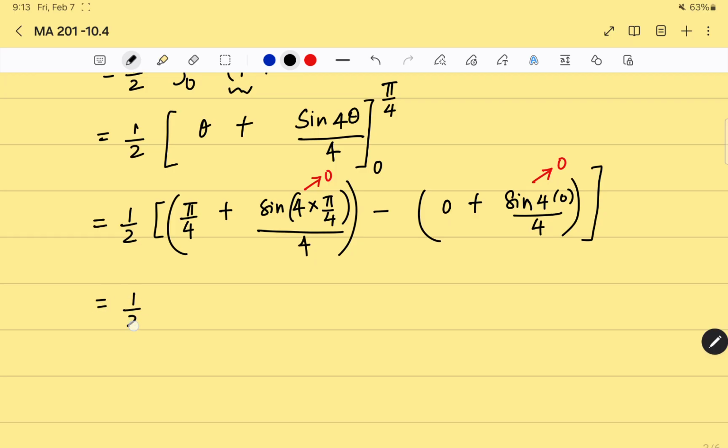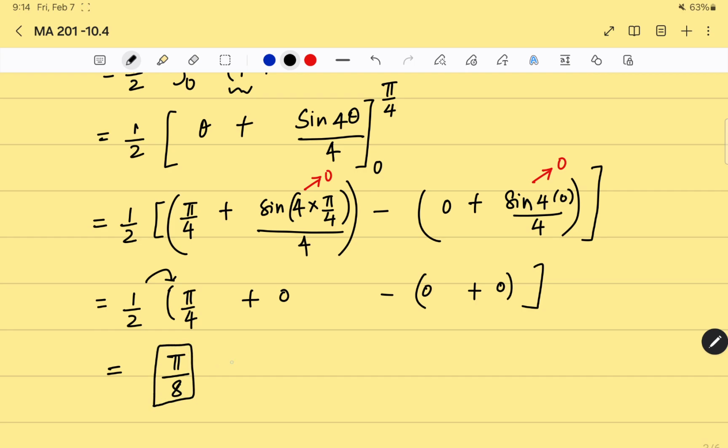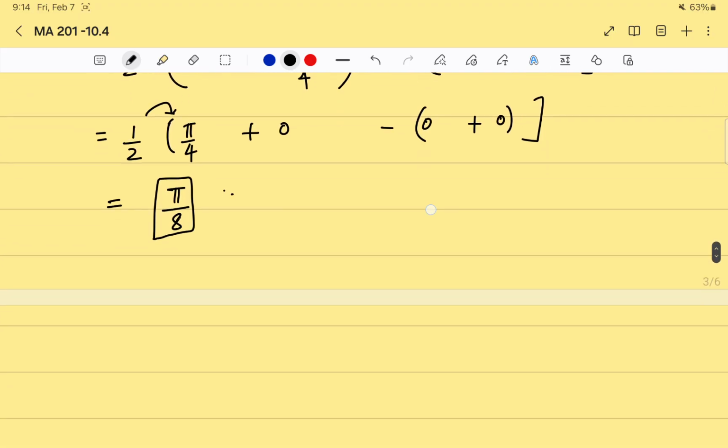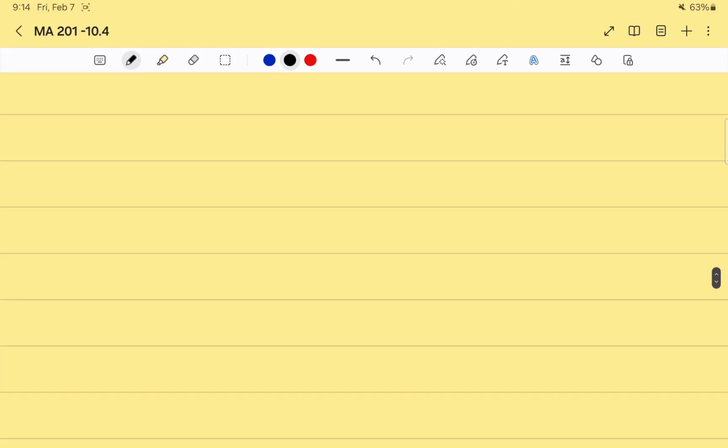So finally what happens to the answer? This is equal to 1 by 2, and then this is the only thing, pi by 4 plus 0. So this is minus 0 and then minus 0, or you can put it as plus 0, whatever it is. So everything is becoming 0, only this is the part remaining. So half times pi by 4 is what? Pi by 8. So this is going to be your answer. Understand? Right.